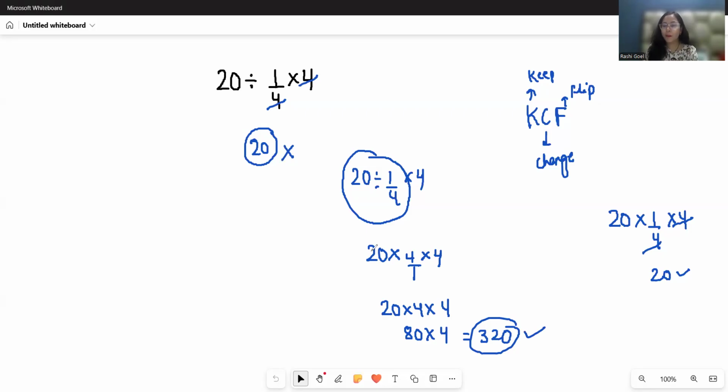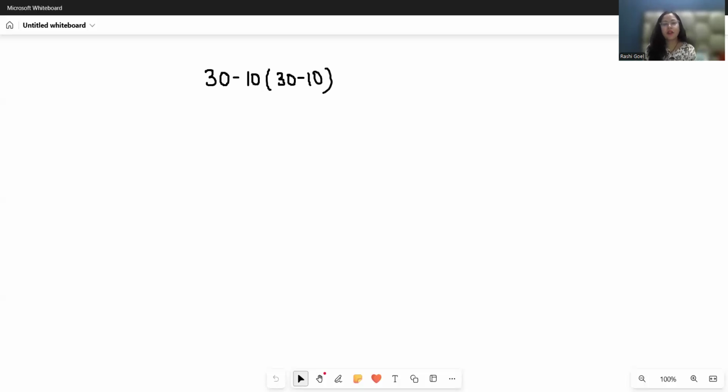You learn how to apply this. If you apply this and learn it, you will always reach the right answer. So now you are ready for the next expression. Our next expression is 30 minus 10 bracket 30 minus 10.